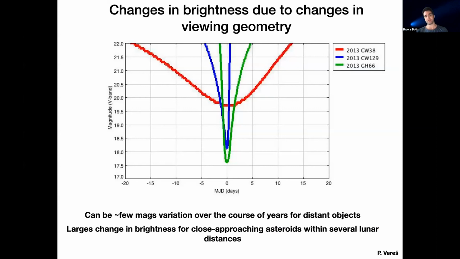So what does this look like as an object is evolving in position around the Sun due to its orbital motion? It can cause variability that can be quite drastic in its apparent brightness. These are for close approaching asteroids that come within several lunar distances. The relative change in distance in the delta component can be quite large, which can give them a very large change in magnitude, up to more than 3 magnitudes. However, for more distant asteroids, the variability over the course of a year can be in the range of 1 to 2 magnitudes. This is purely from evolution in the viewing geometry.